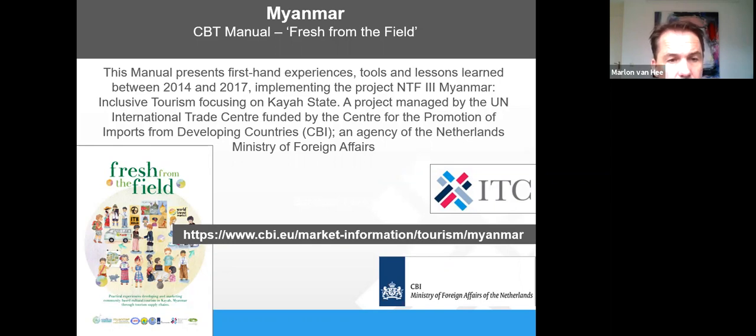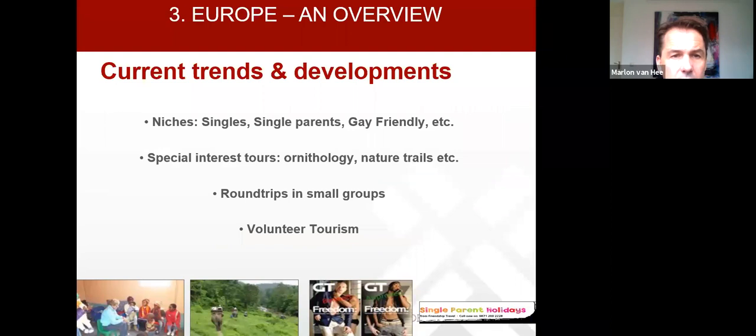And it's a really useful manual for those of you who want to learn more about community-based tourism. Okay, niches in the European market: single travel, single parents, gay-friendly travel, special interest tours, ornithology. So then we're talking about bird watching, which is a really interesting market here in Europe. Sky high profit margins, round trips in small groups.